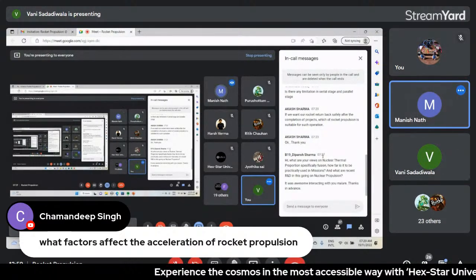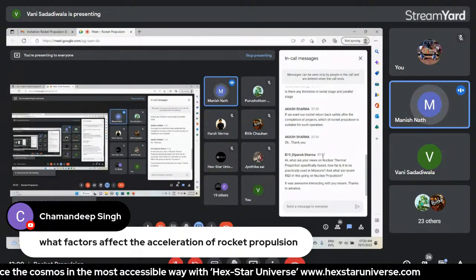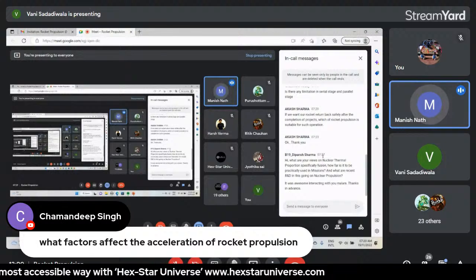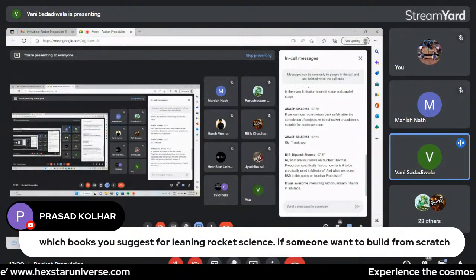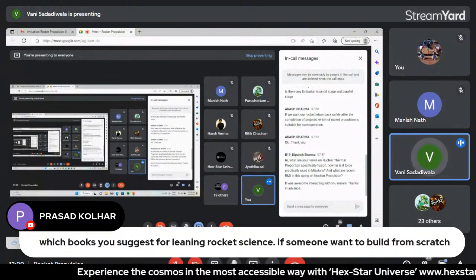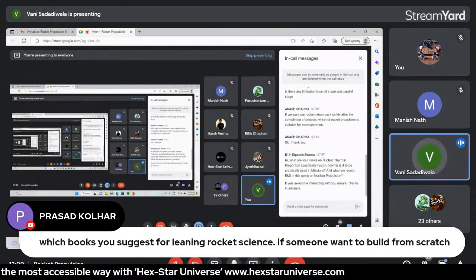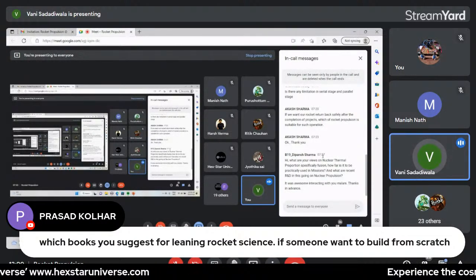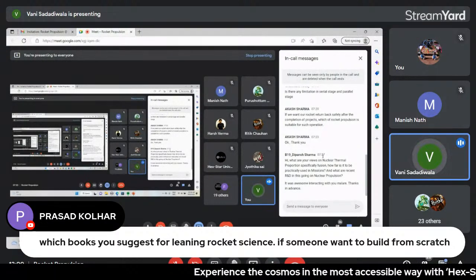Okay, so we'll take our last question for now. Prasad Kolar asks, which books can you suggest for learning rocket science if someone wants to build from scratch? Okay, so there is a book named Rocket Propulsion Elements by George Paul Sutton and Oscar Biblarz. It is the highly recommended book if you want to learn rocket propulsion from scratch. It builds your basics from the starting modules itself, so you can easily go on. The name is Rocket Propulsion Elements.